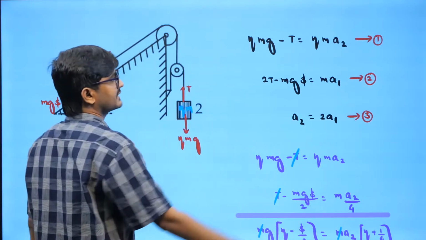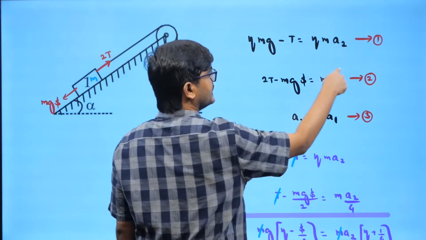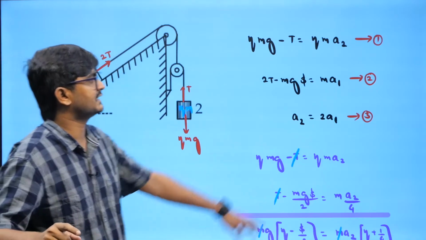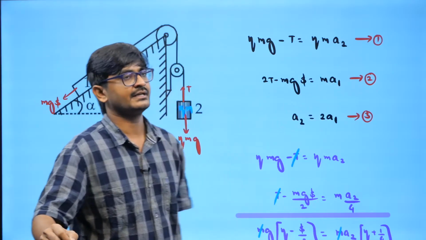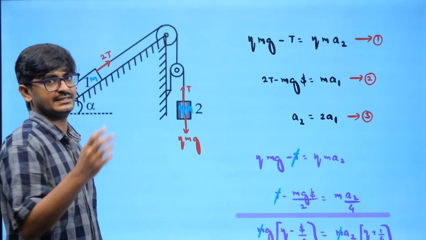Now how many variables are there? T, a2 and a1, but I have only two equations, so I need to get one more equation. What is that equation? That is relating a1 and a2, which is the constraint relation, that is, the string is inextensible.